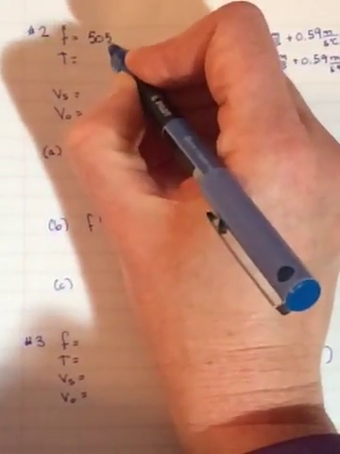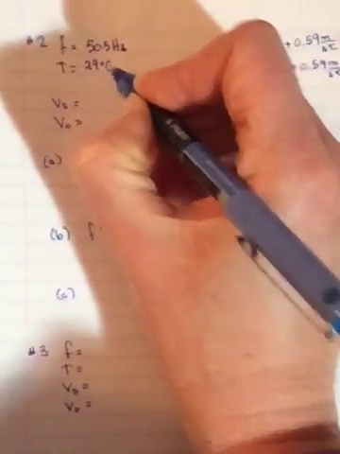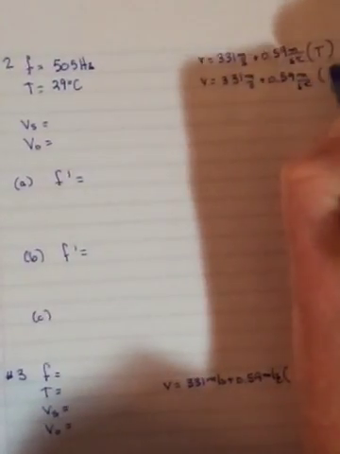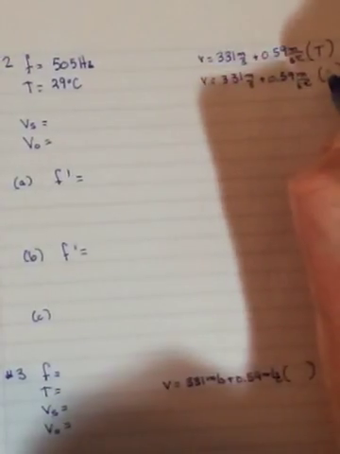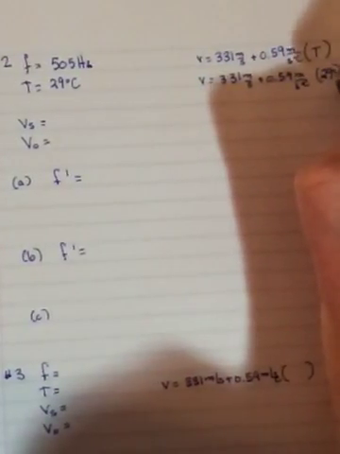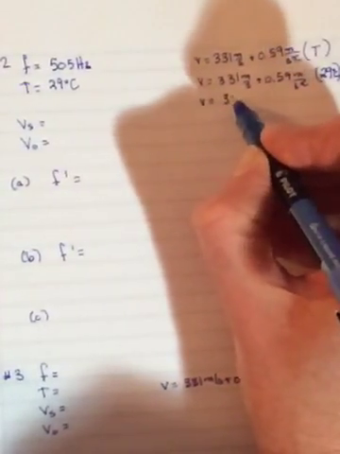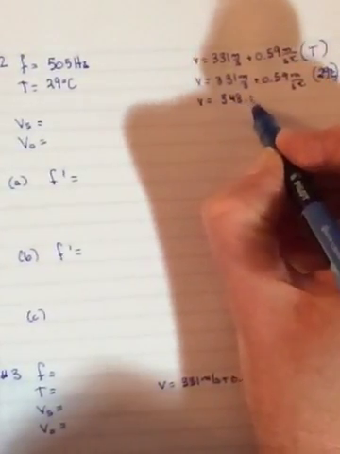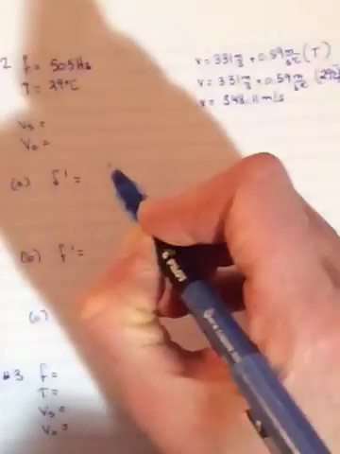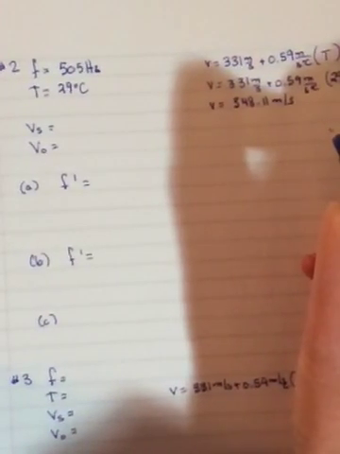So 505 hertz is your F and 29 degrees Celsius. We take that 29 degrees Celsius and we put it in our speed of sound equation, 331 plus 0.59 times t. And when we do that, we get our speed to be 348.11 meters per second.